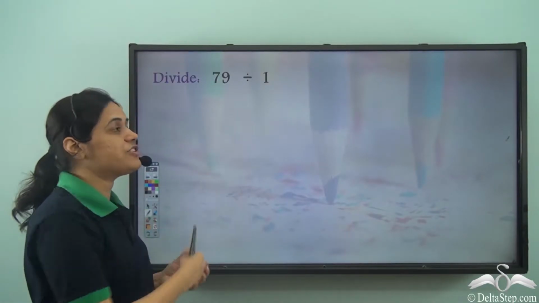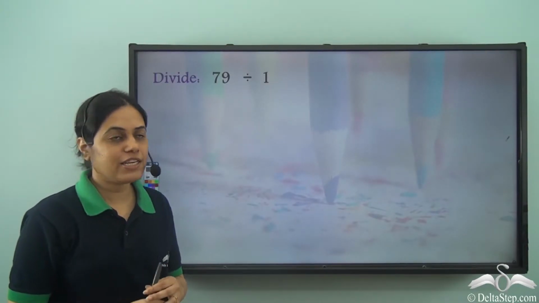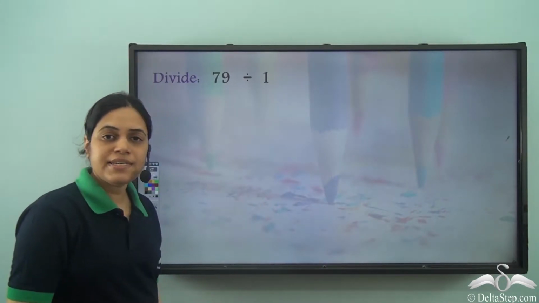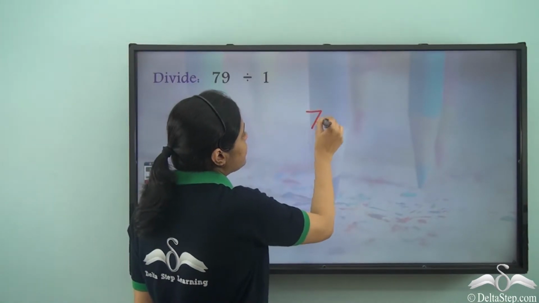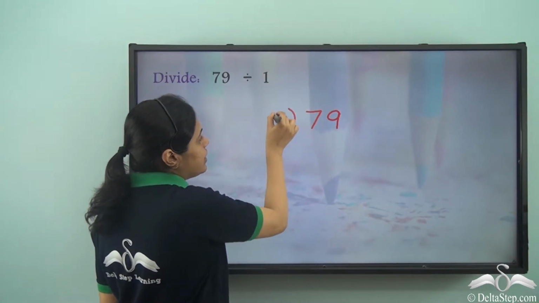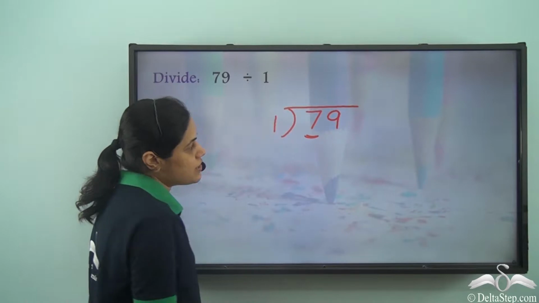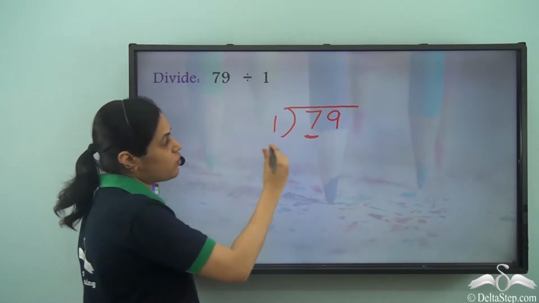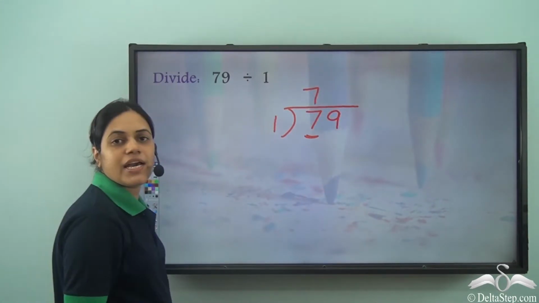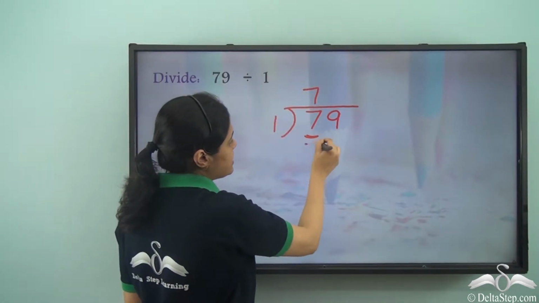We have a division here, 79 divided by 1. What is that? Let us divide and check. So I have 79 divided by 1. I take 7 first. How many times does 1 go into 7? 7 times. So 7 into 1 is 7.